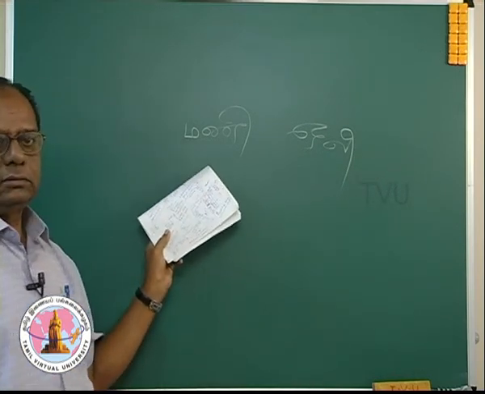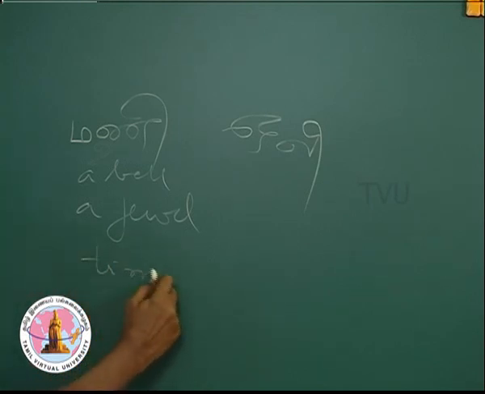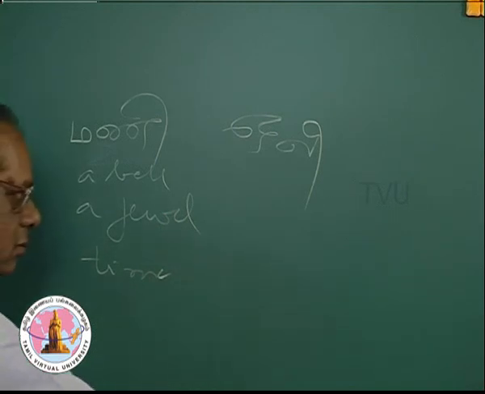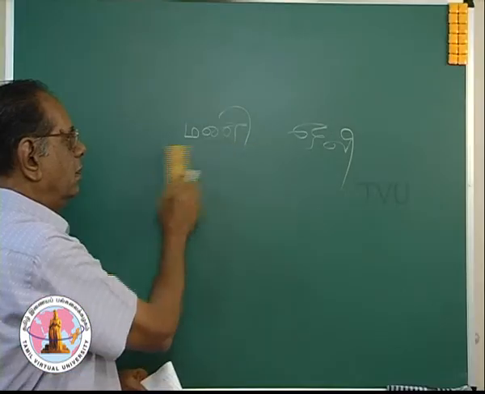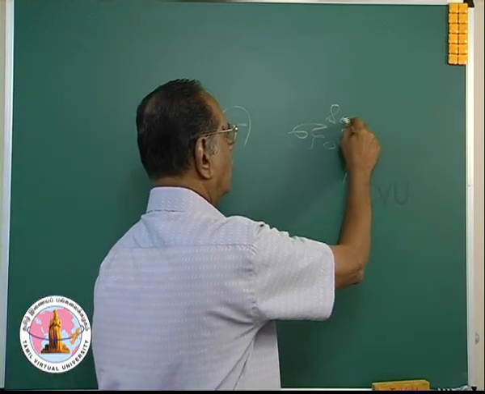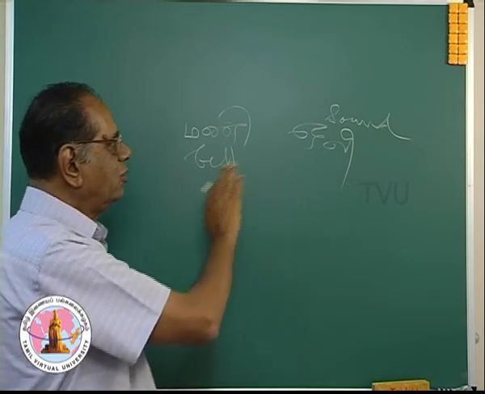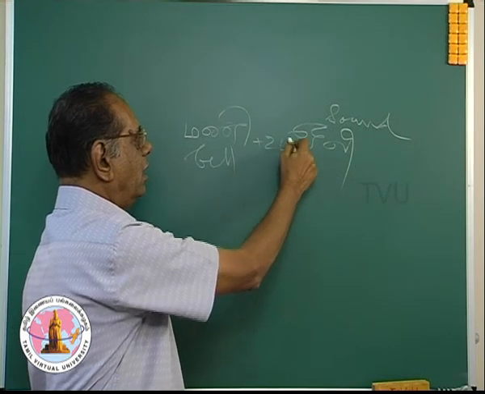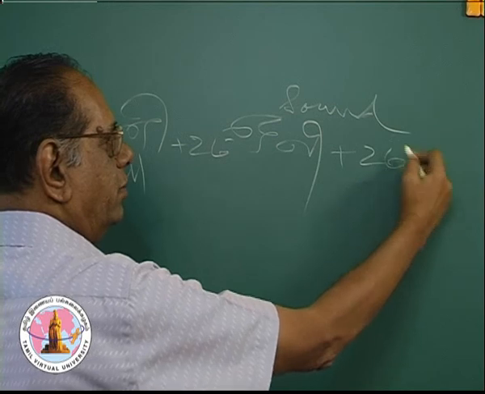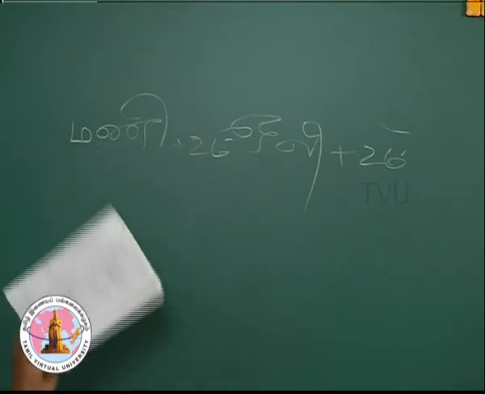Do you remember this word? Mani, mani. Mani stands for a bell, a jewel, and also at times time. Mani, and this is O, Li, oli. Oli means sound. A bell must have a sound. Now I combine these two. I put um here and also here. How will this be joined?